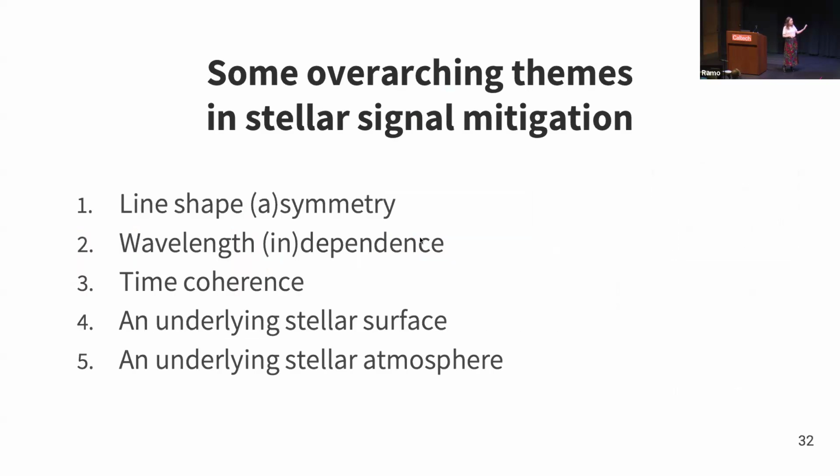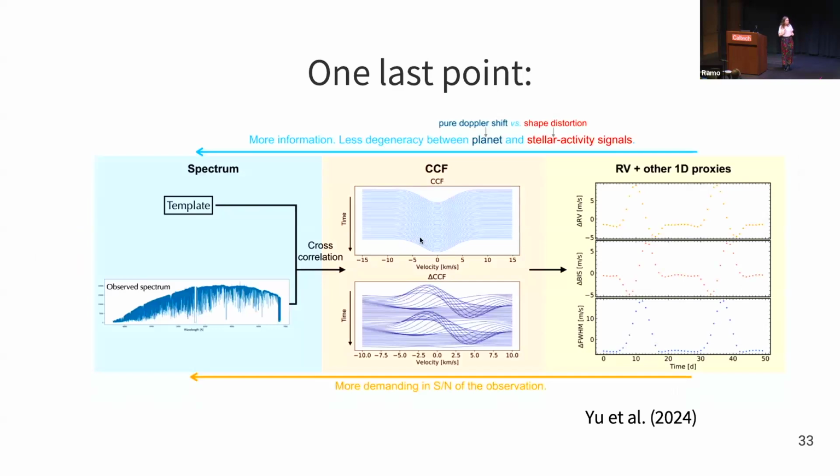Okay, I've gone through some of these big themes. Hopefully that's given you a little more context for the state of the field. The last big picture point I want to make is that I've been talking through a bunch of different methods that work at all different stages of the data. And Hao-Chuan Yu in his recent paper made this really nice point that essentially radial velocity determination is a dimensionality reduction process.